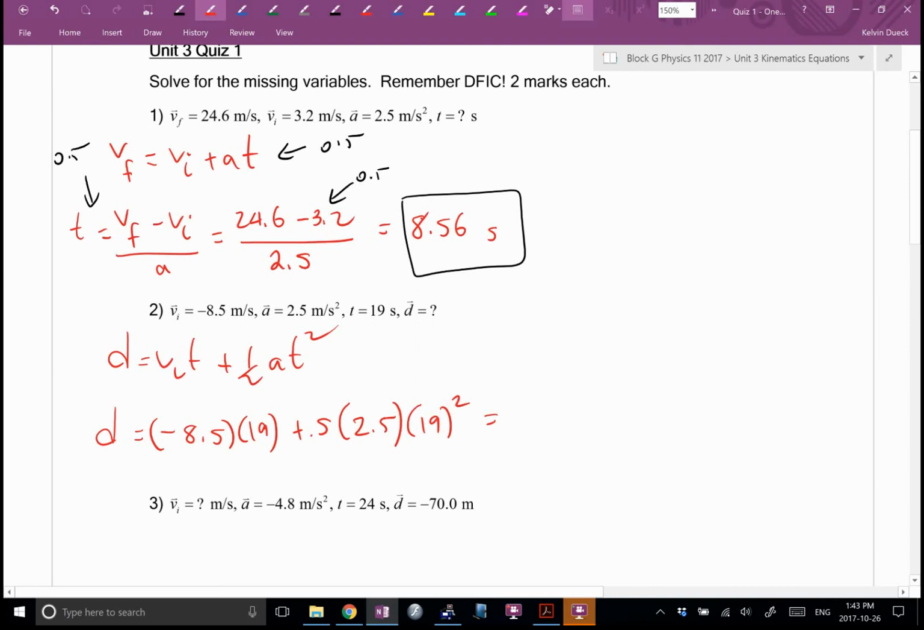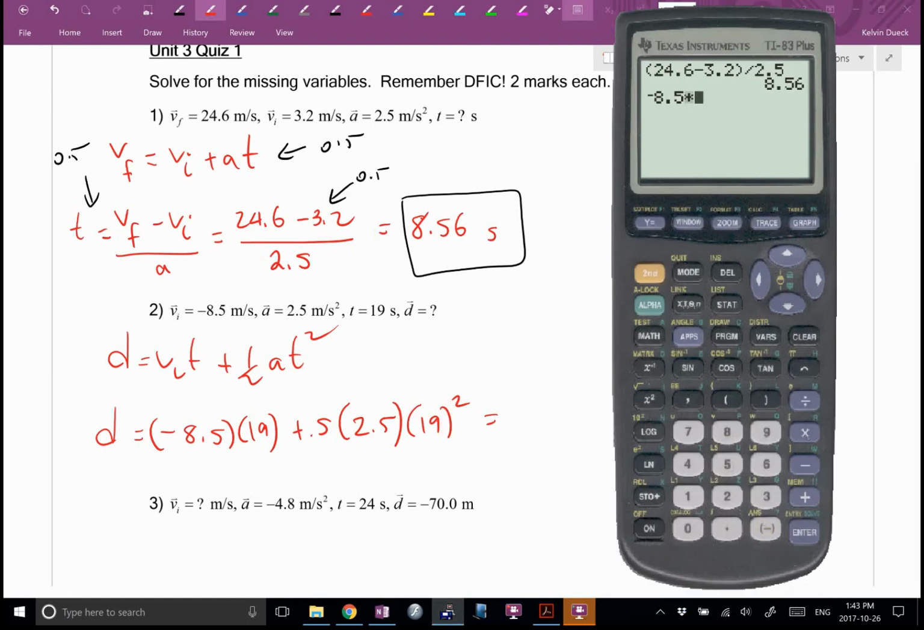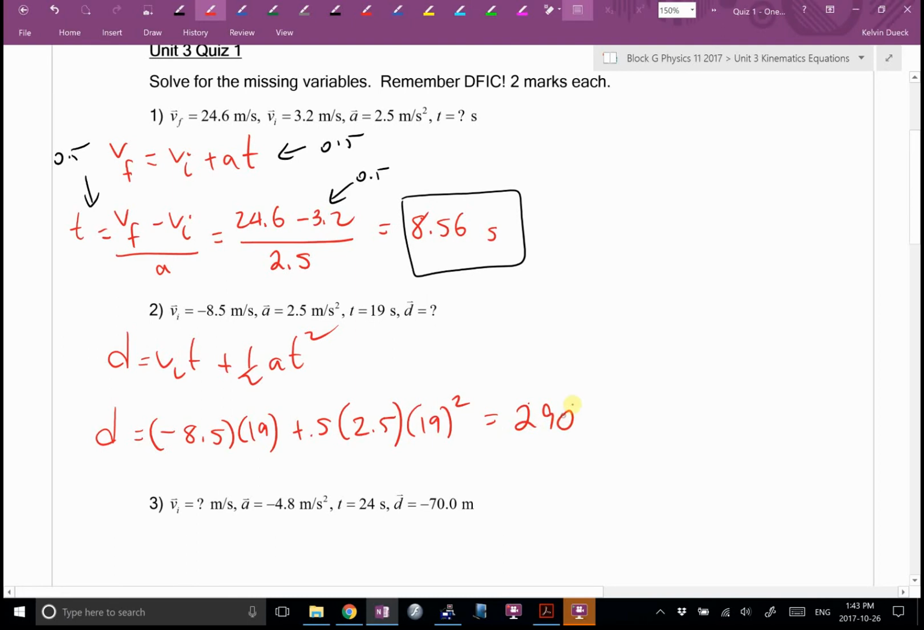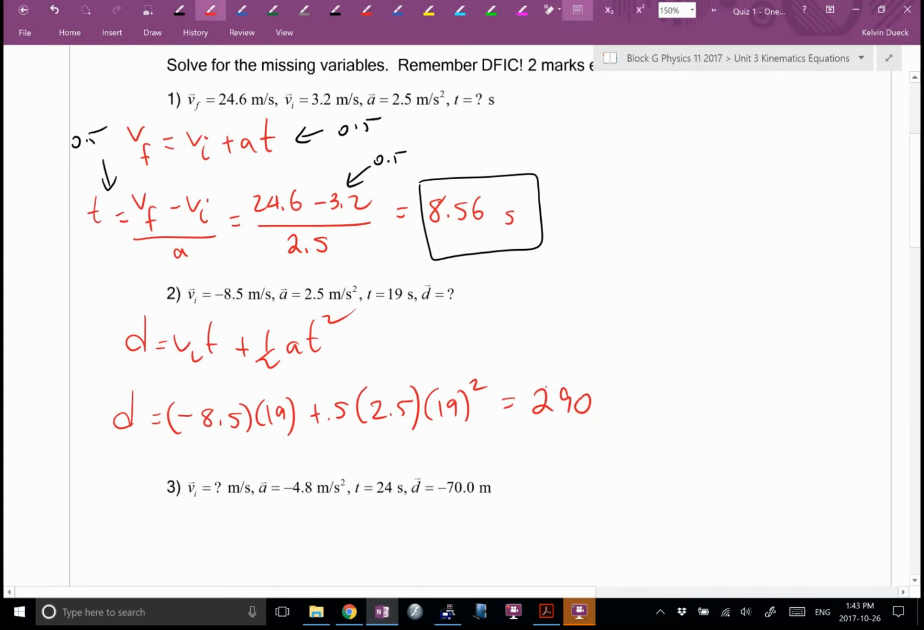19 squared. Negative 8.5 times 19 plus 0.5 times 2.5 times 19 squared. And I get, you get 289.75, or am I wrong? Okay. By the way, technically, how many sig figs should I go to in this answer? So if you said 209.75, full marks, I'm going to write 290. Units. Mr. Duick, isn't that 3 sig figs? No. That would be 3 sig figs. That is 2 sig figs. Units, distance. Meters. Dope. So 2 marks if you got that.